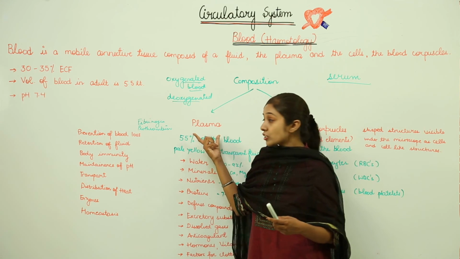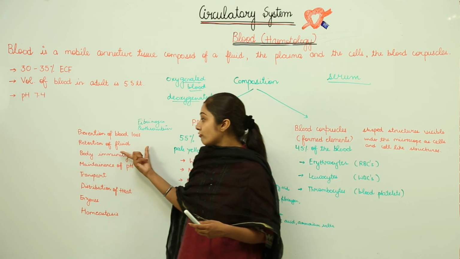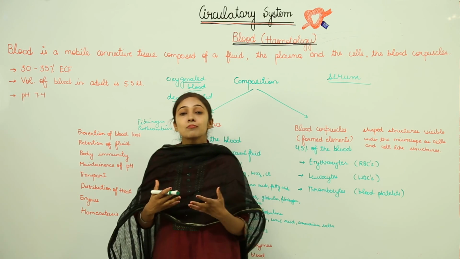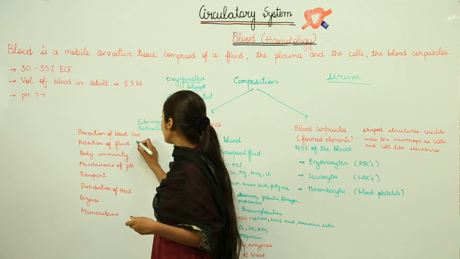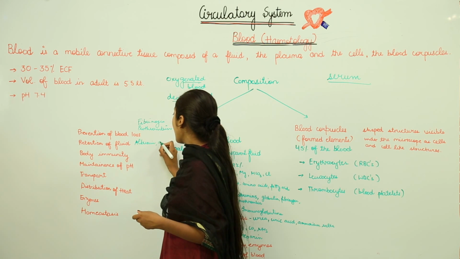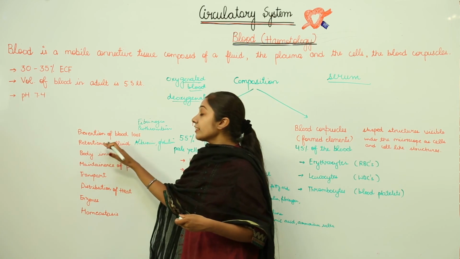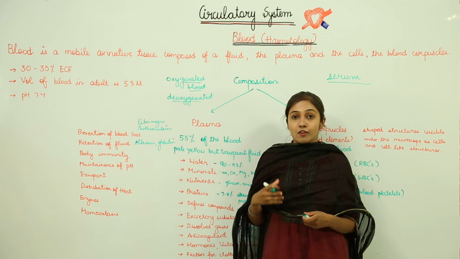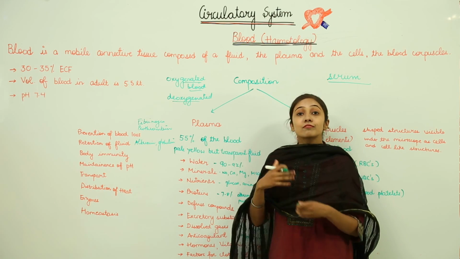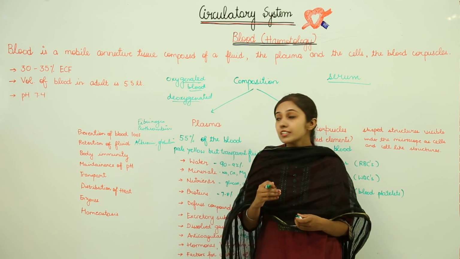And plasma also has an important function of the retention of fluid. When we talk about the retention of fluid, then we have certain other important proteins that help, that is albumin and globulin. We have albumin and globulin that retain the watery part in the plasma, which make this plasma sort of a fluid, right? So, albumin and globulin, they retain water in the plasma.